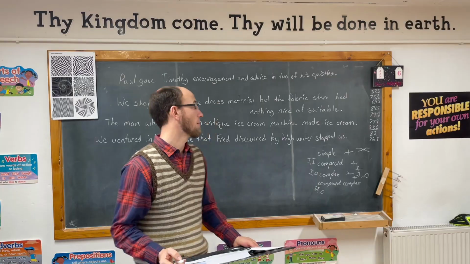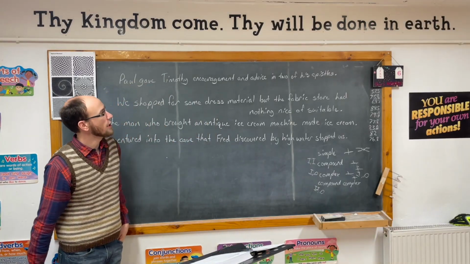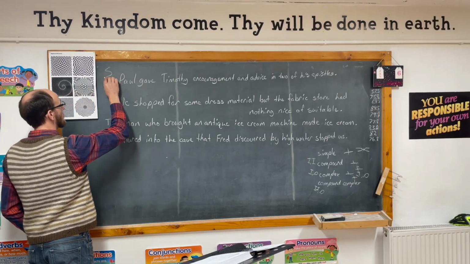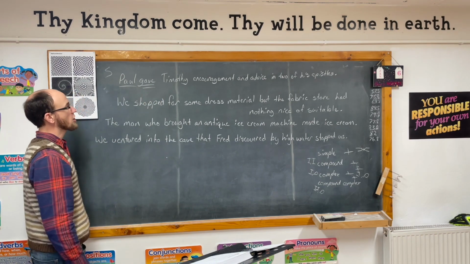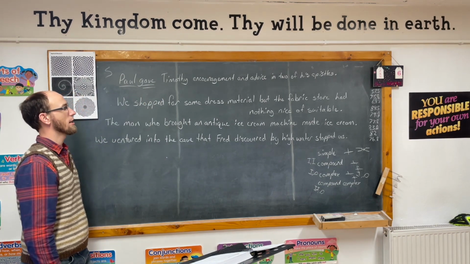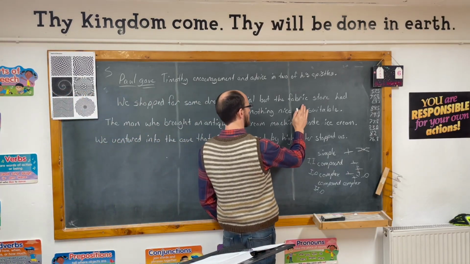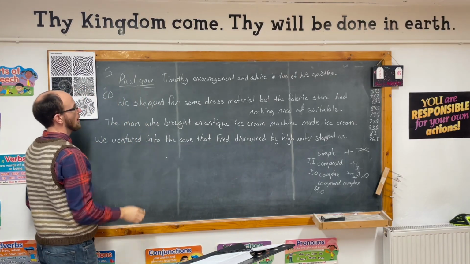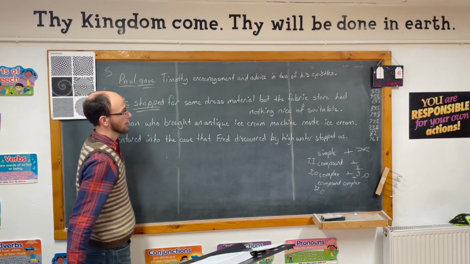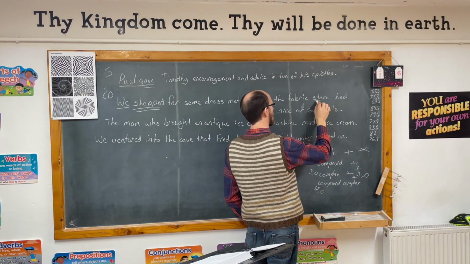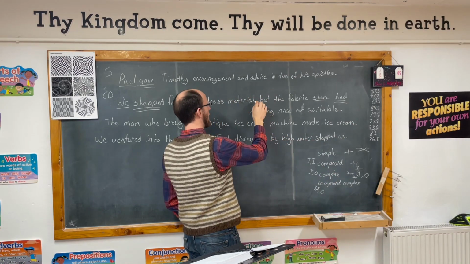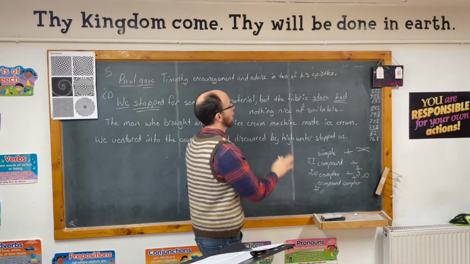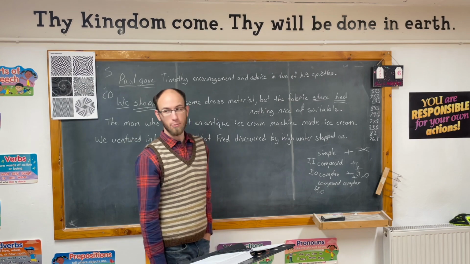Let's go through these sentences and see what kind we are. Paul gave Timothy encouragement and advice in 2 of his epistles. Compound? No. Simple. It is just simple. Subject, Paul, verb, gave. The next one, we shopped for some dress material, but the fabric store had nothing nice or suitable. Compound. Subject, we, verb, shopped. Subject, store, verb, had. And we should have a comment here. Both of those can stand alone. We shopped for some dress material, independent clause. The fabric store had nothing nice or suitable, independent clause, can stand alone.